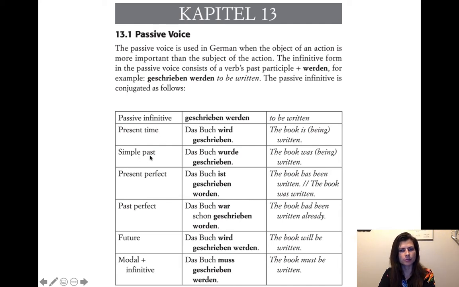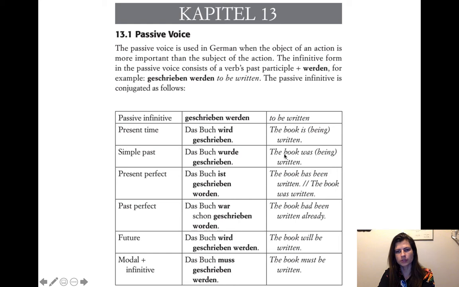But you can also do it in the simple past. You can say, das Buch wurde geschrieben, the book was written or was being written. And so then we have wurde, which is the simple past of werden. You can also do it in the present perfect, which is the conversational past, the other past tense. Das Buch ist geschrieben worden. Now we have basically two past participles here and auxiliary ist. And so it's the book has been written or the book was written.